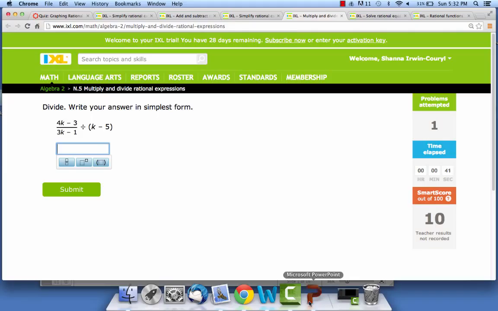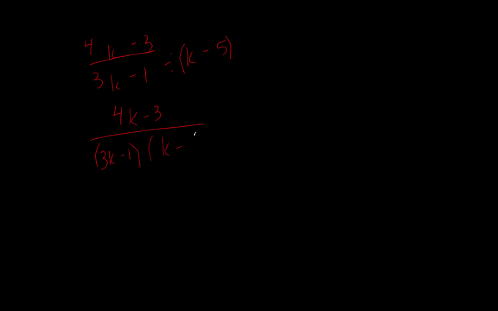Okay, I think this is what was written there. So 4k minus 3 is going to be over 3k minus 1 times k minus 5, if I wrote this all down right, because this is going to be times 1 over it. It's divided by it over 1. That will always happen. If you're dividing by a whole thing, it goes to the bottom.